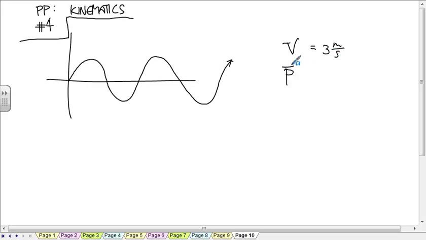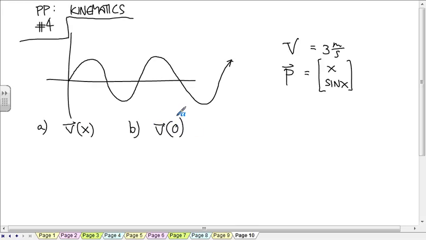So the parameterization of the object is x, sine x. And we want to figure out the velocity vector as a function of x. Then we want to use this to figure out the velocity vector when x is equal to 0. Then the acceleration as a function of x. And the acceleration when x is equal to 0.